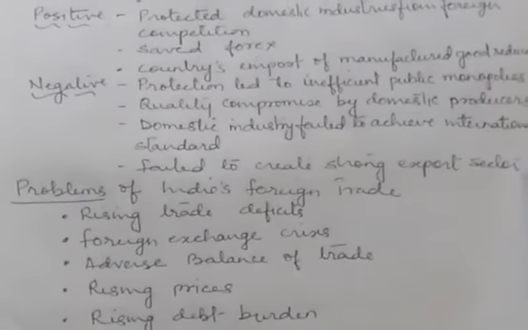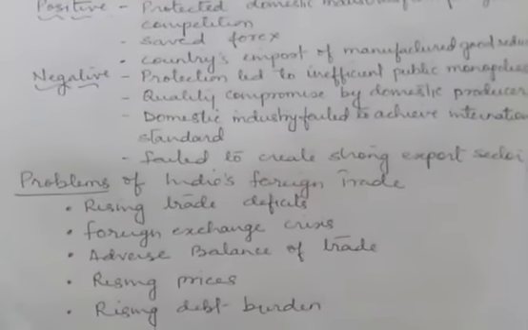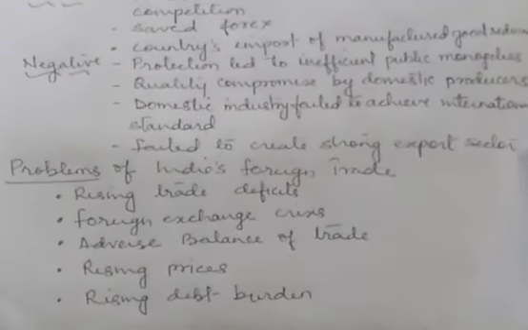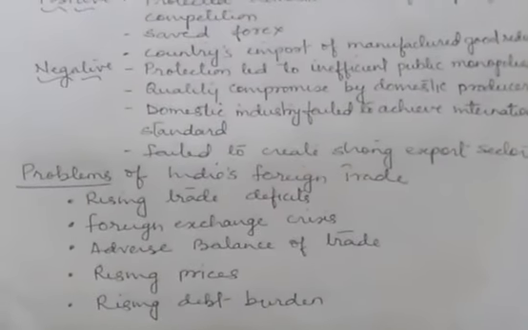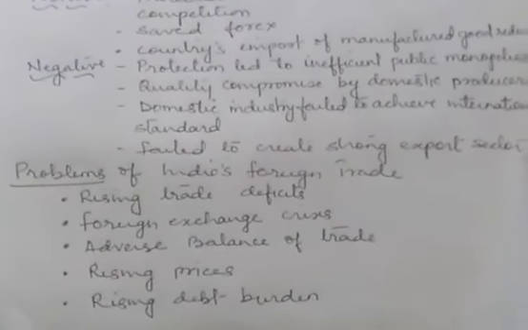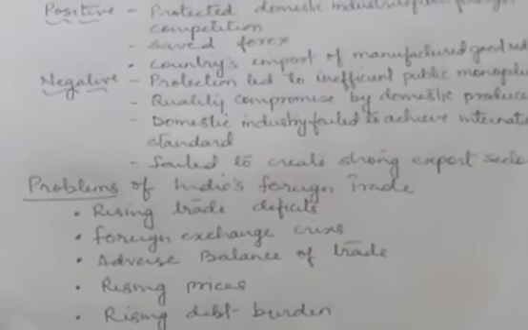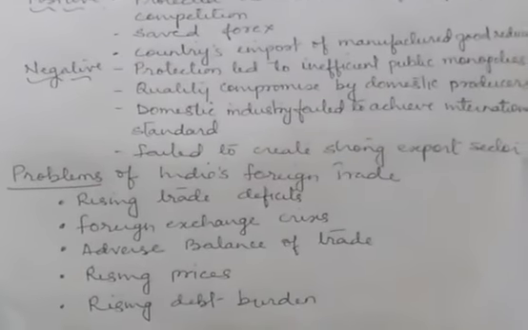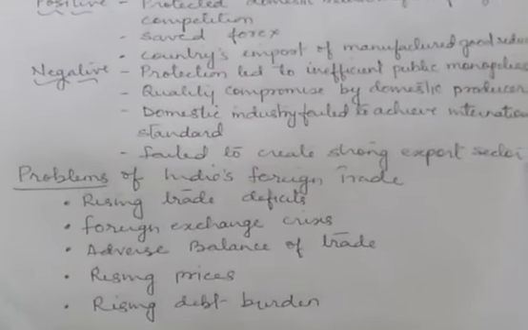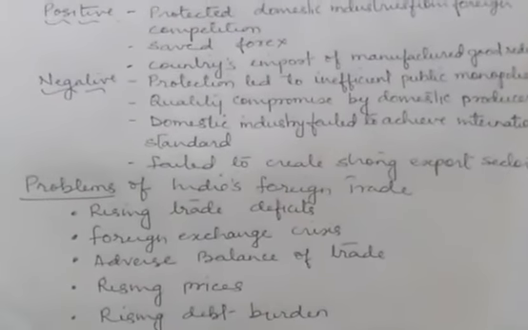Balance of trade was also adverse. That means more imports, less exports. So we were importing still more goods. So there was an adverse balance of trade position. Prices kept on increasing because of lack of competition and lack of increase in efficiency; productivity decreased, and thus the prices kept on rising. And due to the trade deficits and lack of a favorable balance of trade, the debt burden increased. That means for whatever payment we had to make to the other countries, we had to take loans, and the debt burden kept on increasing.